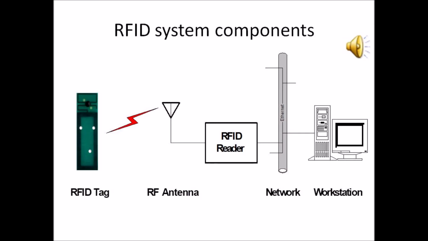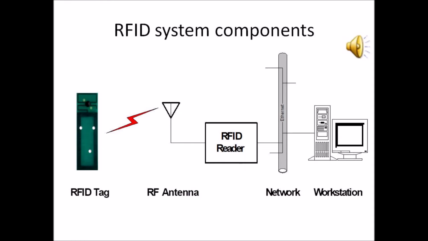This slide explains the RFID system components. As I told you, you'll have a tag. The tag will be pasted on the item, and it will have an antenna through which it will communicate all the details to the RFID reader.